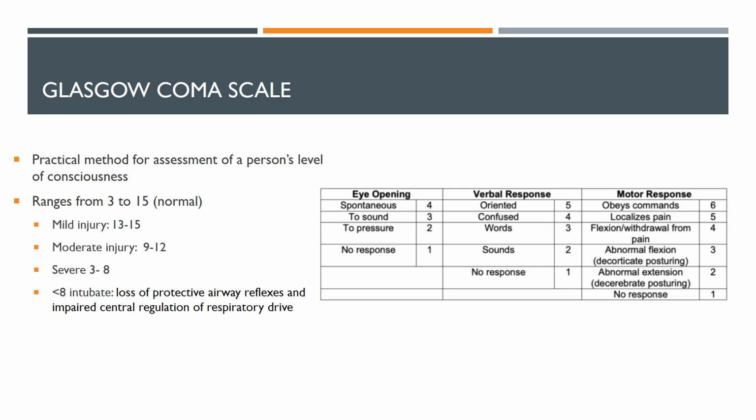A mild injury is a score between 13 and 15. Moderate injury is a score between 9 and 12, and severe is between 3 and 8. One of the mnemonics we use for GCS is less than 8 intubate, and this is because there's a loss of protective airway reflexes and impaired central regulation of respiratory drive. So patients with a GCS less than 8 would benefit from a prompt intubation.